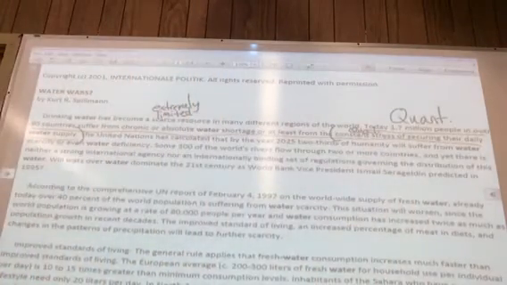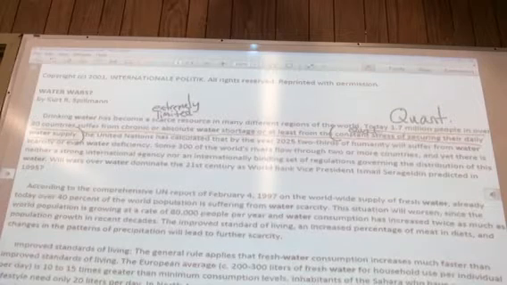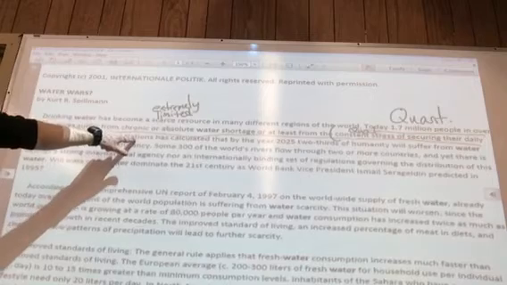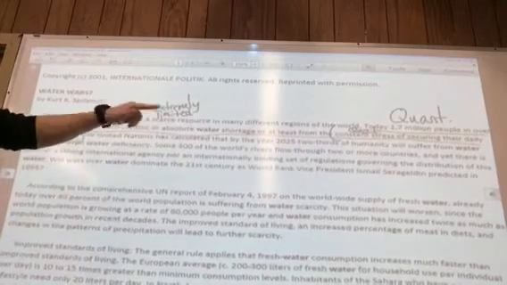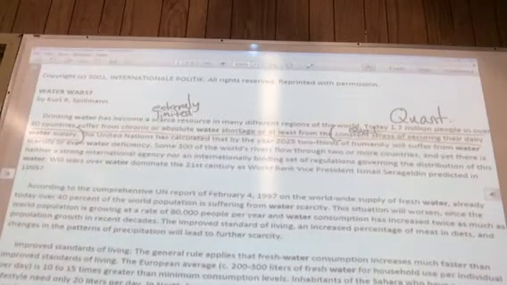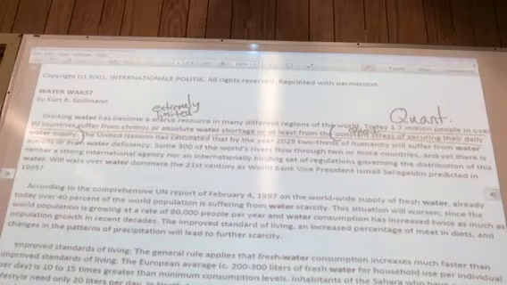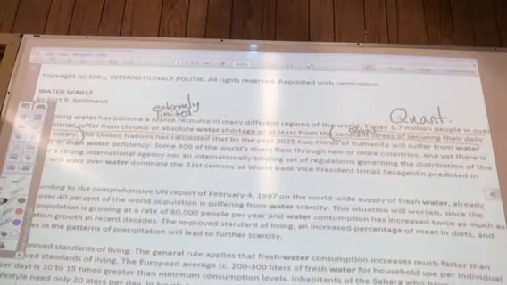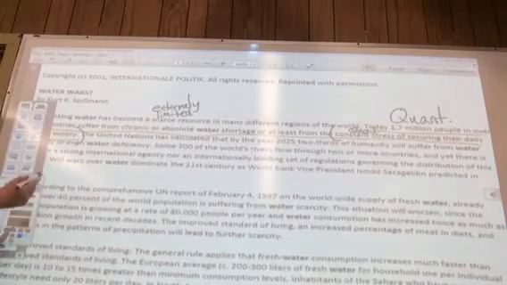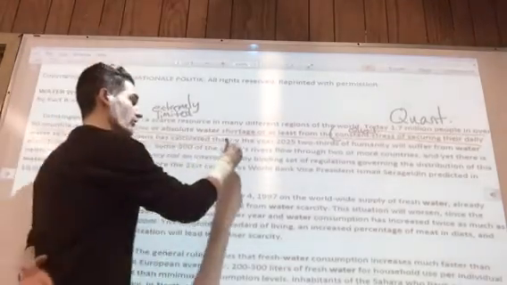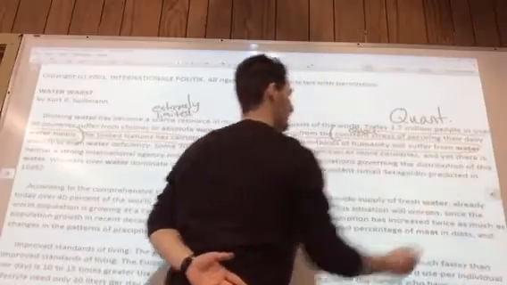All right, so if I continue reading, it says, the United Nations has calculated that by the year 2025, 2/3 of humanity will suffer from water scarcity or even water deficiency. So again, it's showing the harms, showing why it is harmful if we run out of water.